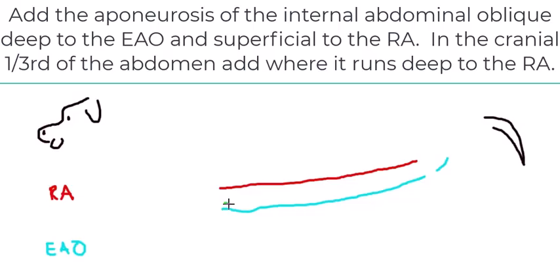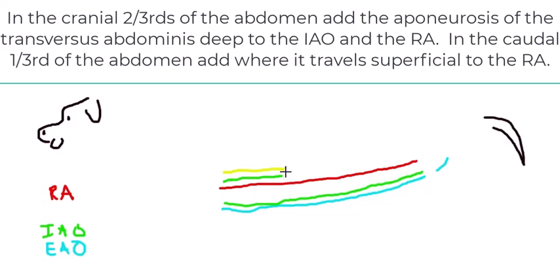Now we'll add the aponeurosis of the internal abdominal oblique, and we'll make this deep to the external abdominal oblique and superficial to the rectus abdominis. In the cranial third of the abdomen, we'll add where it runs deep to the rectus abdominis. And again, this is the aponeurosis of these muscles, but the rectus abdominis is a muscle.